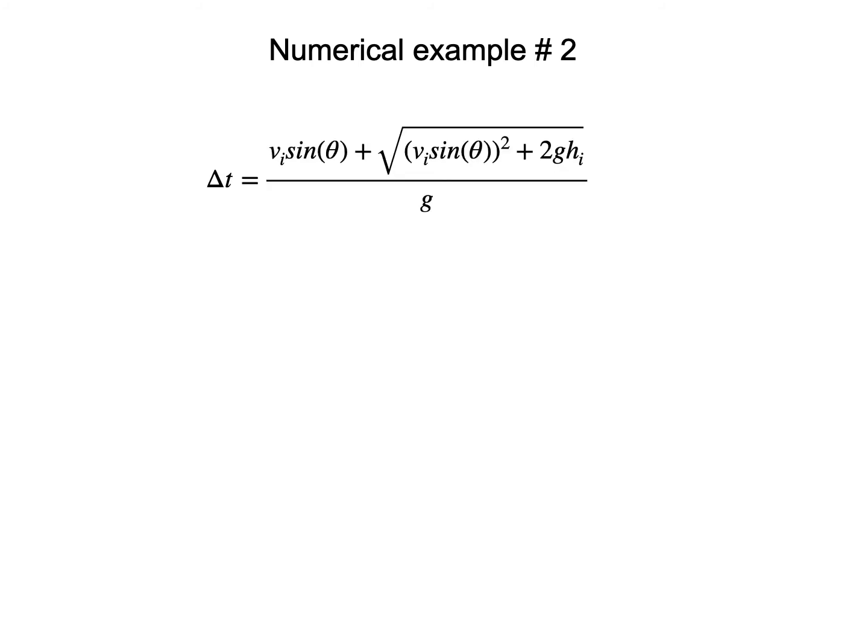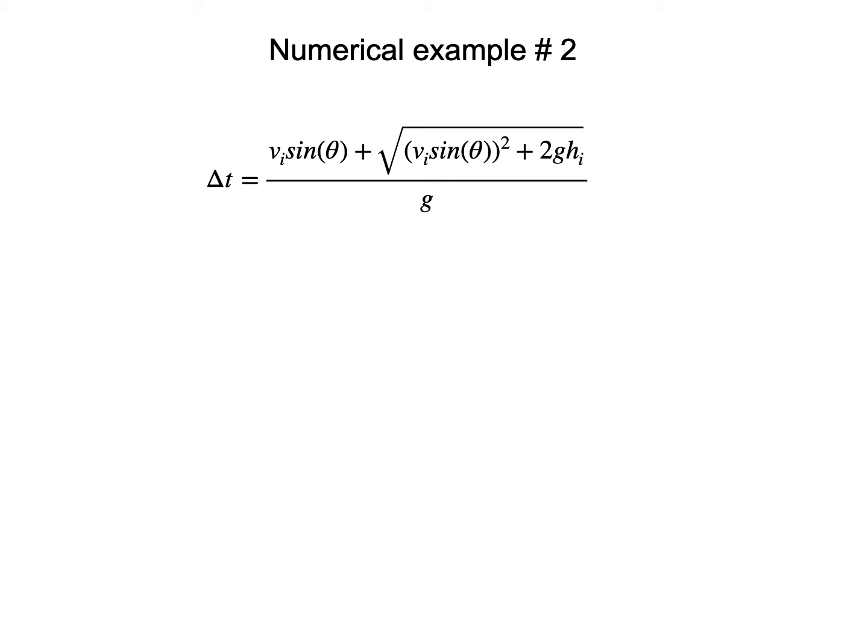As in example number 1, we will only keep the solution where delta t is positive. And after some simplification, we can write delta t like this. Note in passing that if theta was 0, this equation would reduce to the same equation we had for delta t in example number 1.